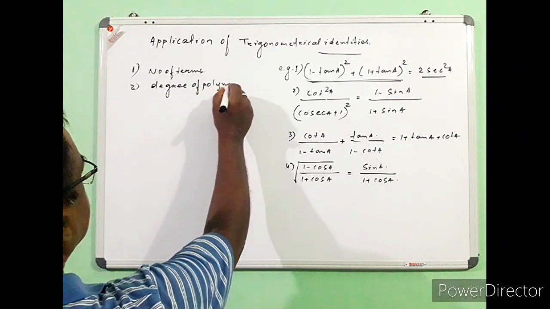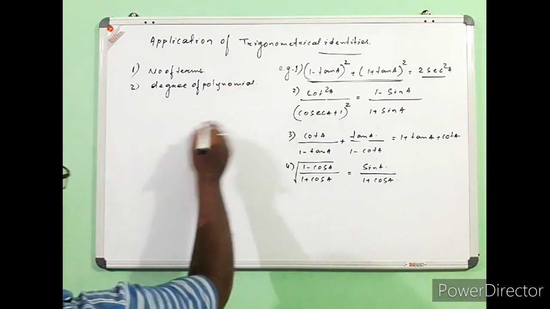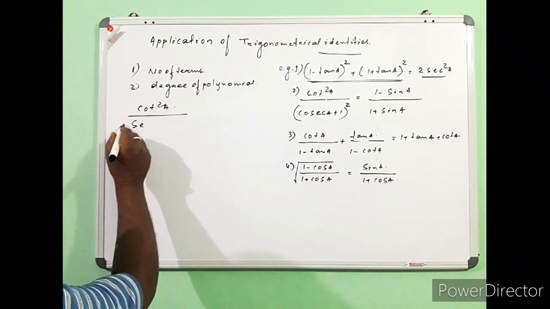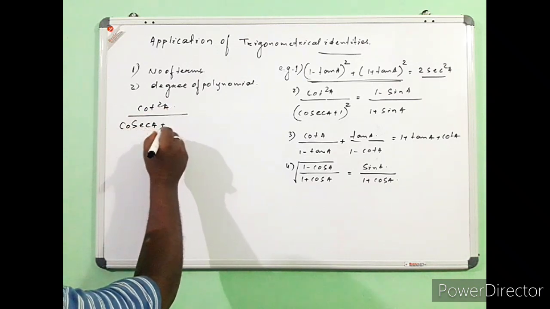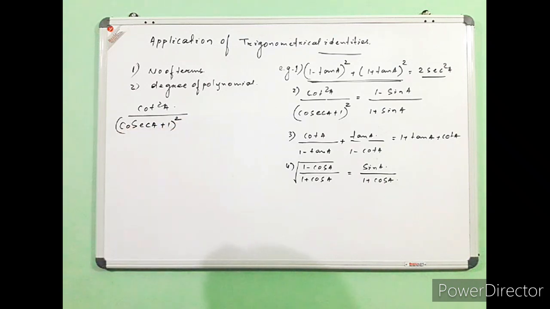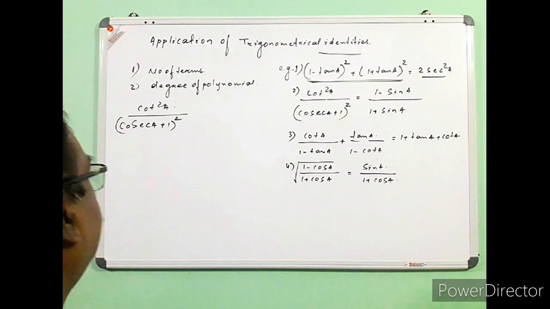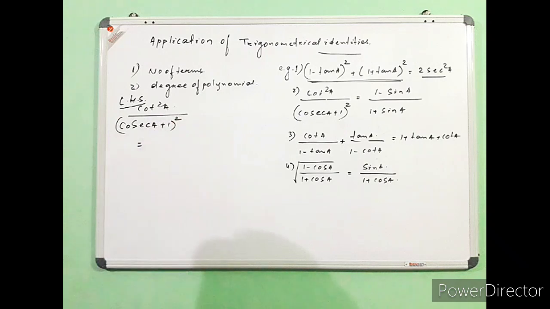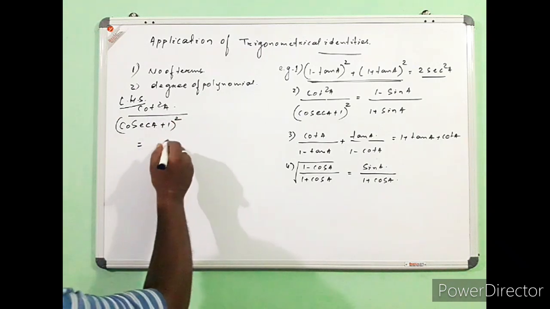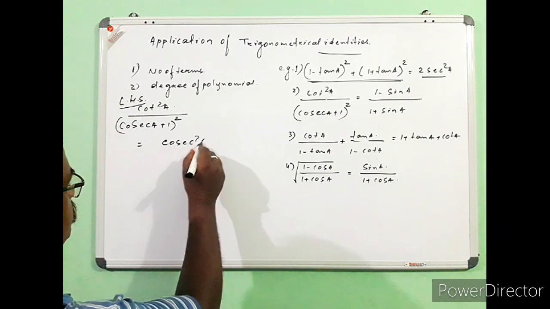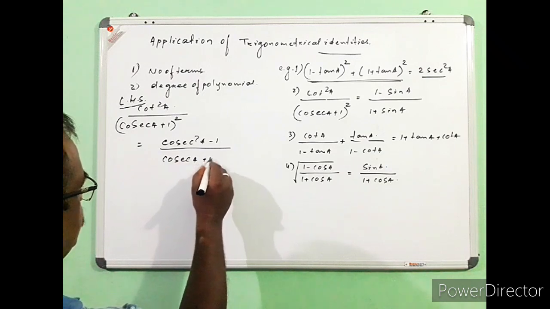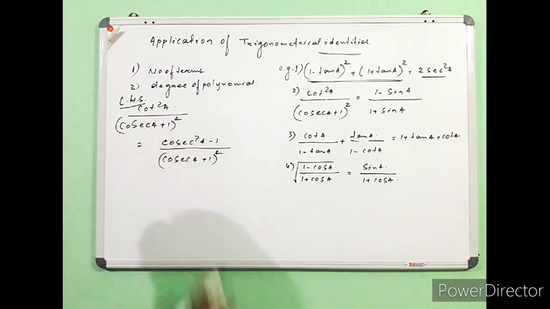Now consider the second example: cot square A by (cosec A plus 1) whole square. We have to prove that it is equal to (1 minus sin A) by (1 plus sin A). So if we go for the LHS, in place of cot square A we can write cosec square A minus 1 over (cosec A plus 1) whole square, because as we know, cot square A is equal to cosec square A minus 1.